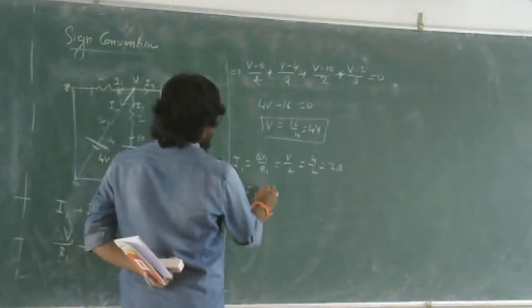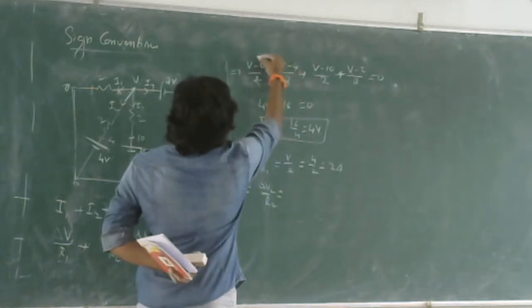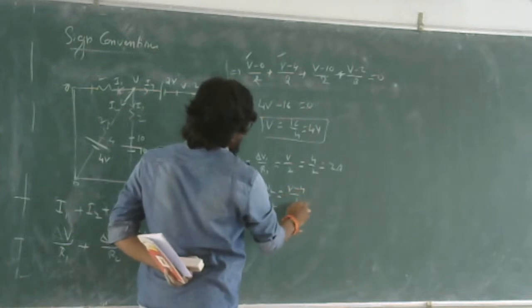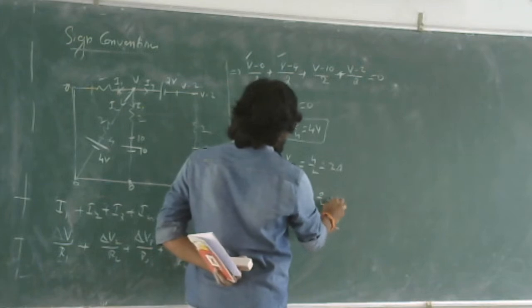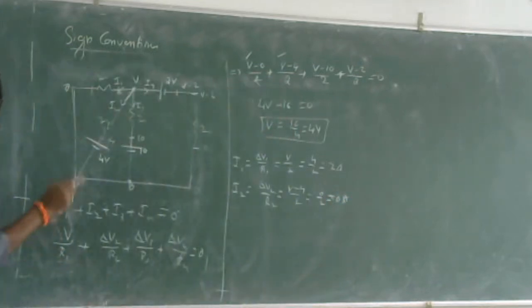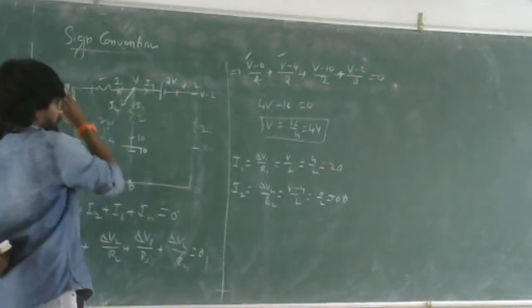And what is I2? I2 is delta V2 by R2, which is V minus 4 by 2. What is V? 4. 4 minus 4 is 0, and 0 by 2 is 0 volt, 0 ampere. That means, where is the second resistor? This one. No current passes through this, so it is a dummy.